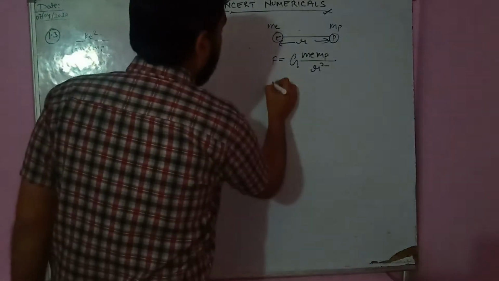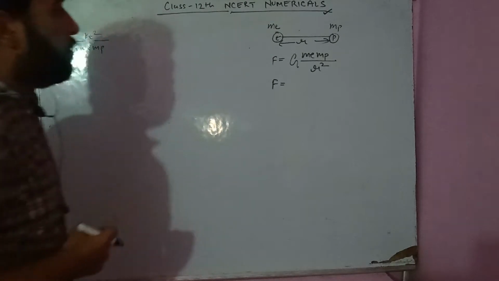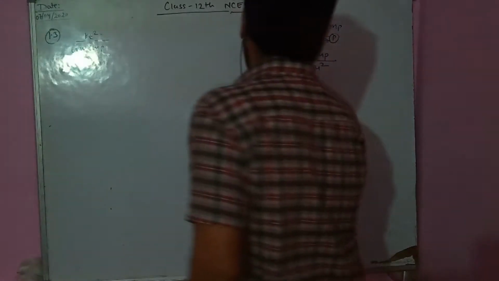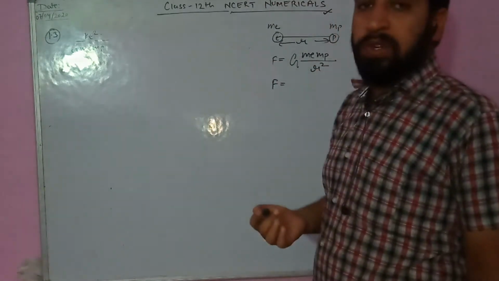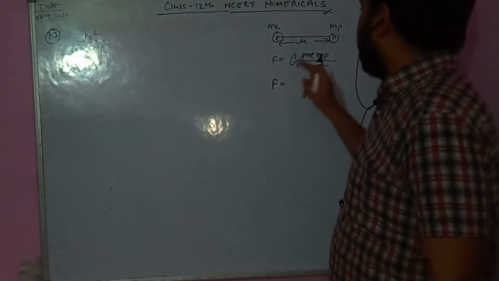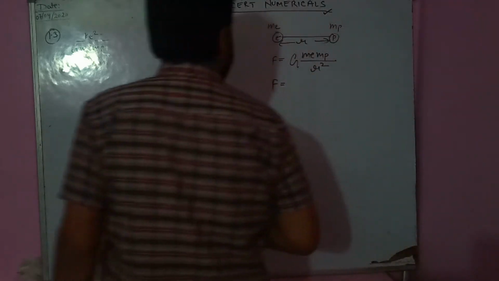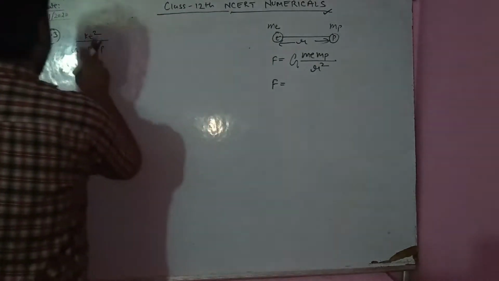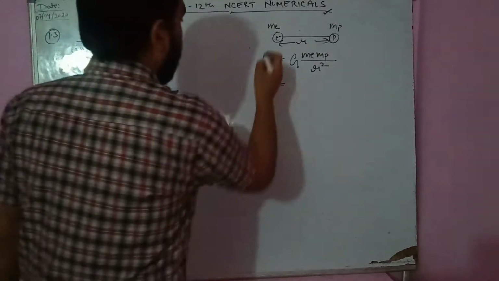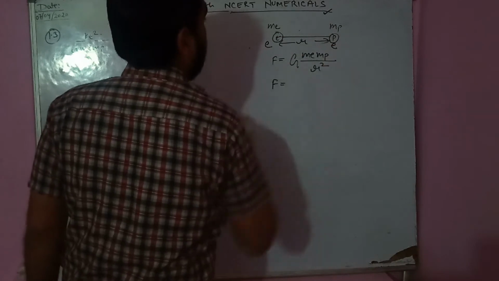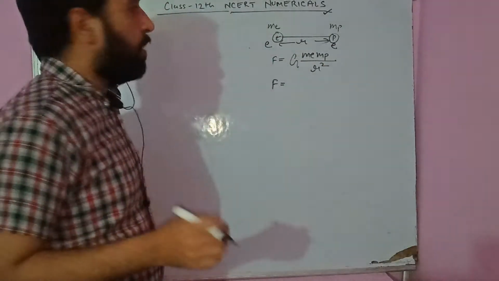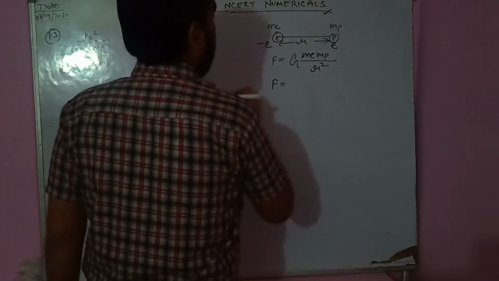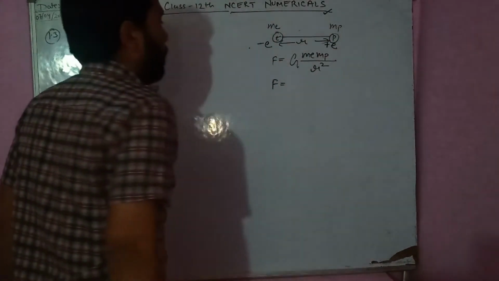Now, what should be the value of the electrostatic force between both these masses? Because both the masses are also charges, both carry charges. So let us calculate. The charge on one electron is considered to be equal to Q, or we can assume it equal to e, and the charge on the proton is also e. The difference is in the polarity. For the electron, this is negative, and for the proton, this is positive.